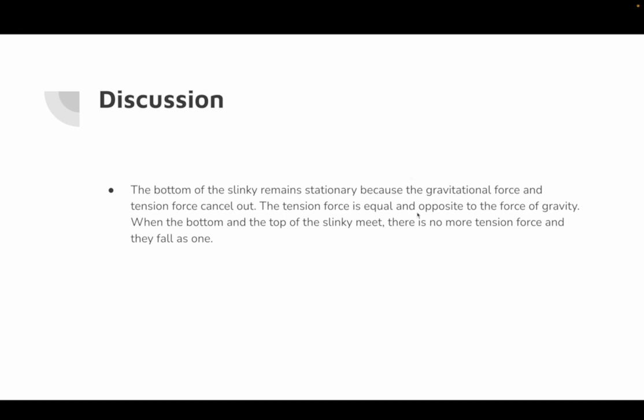So the bottom of the Slinky remains stationary because the gravitational force and the tension force cancel out. The tension force is equal and opposite to the force of gravity, and when the bottom and the top of the Slinky meet, there is no more tension force and they fall as one.